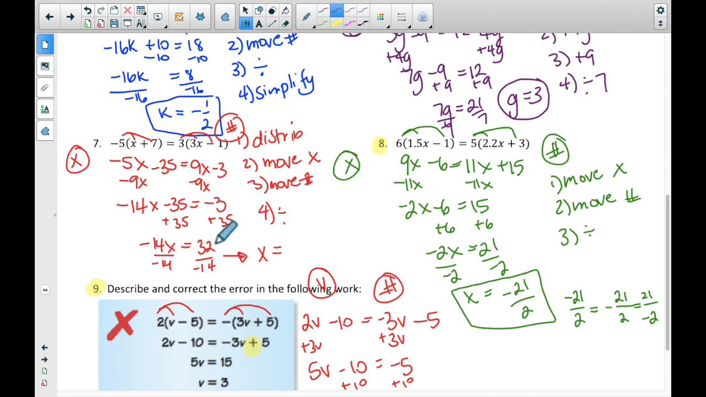I'm going to try putting 2, taking it down by 2. So 32 divided by 2 is 16. 14 divided by 2 is 7, and there is a negative. And that's as far as that can go. And that is the final answer. So we're just going to leave it as 16 over negative 7, or you can call it negative 16 over 7, or 16 over 7 with a negative outside.